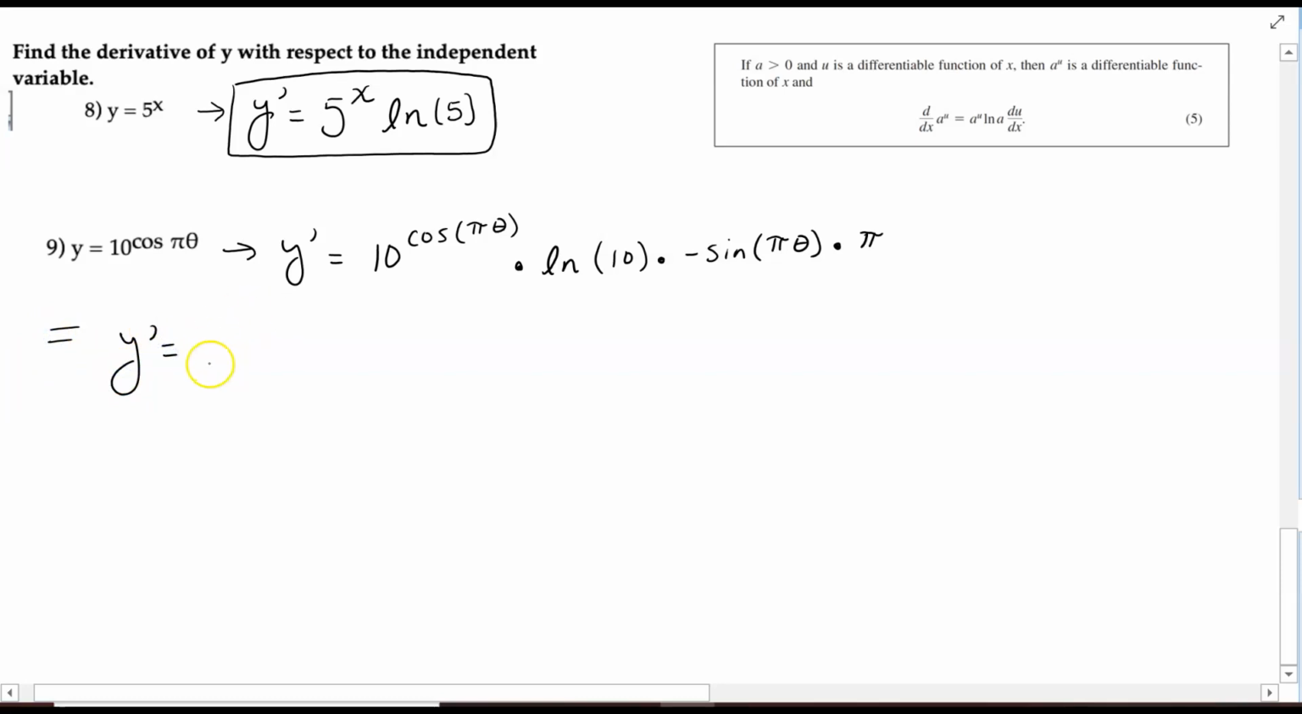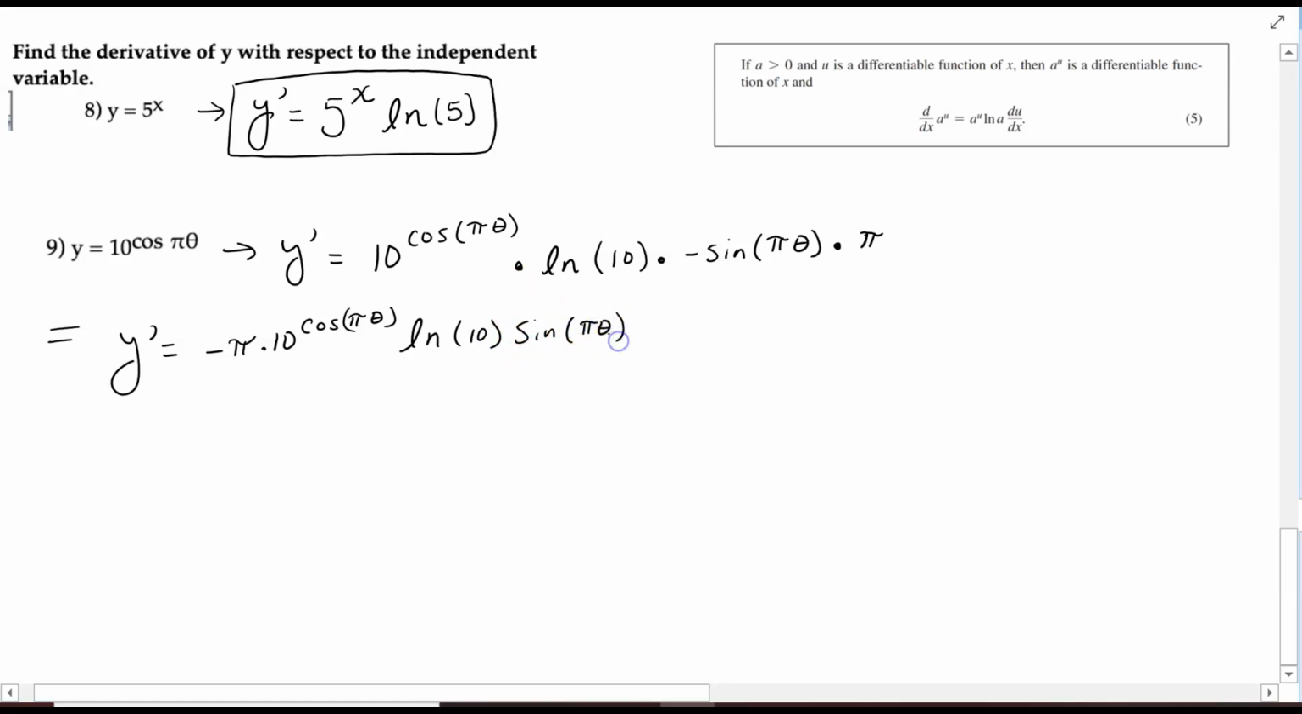y prime equals, let's say, negative pi out in the front, negative pi, and then times, of course, your 10 to the cosine pi theta. And then you, of course, can multiply it by the natural log of 10. And you can multiply it by the sine of pi theta.